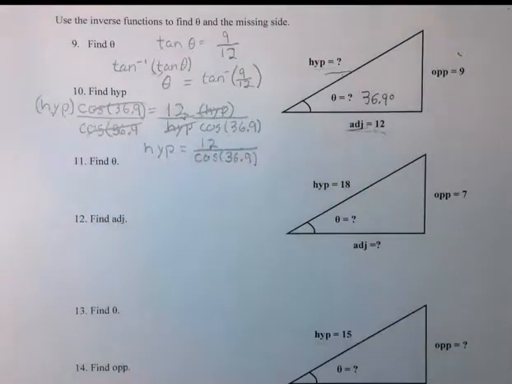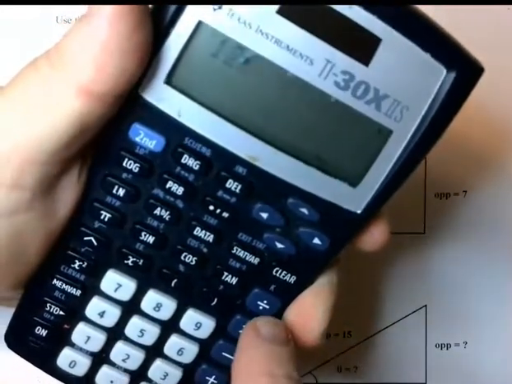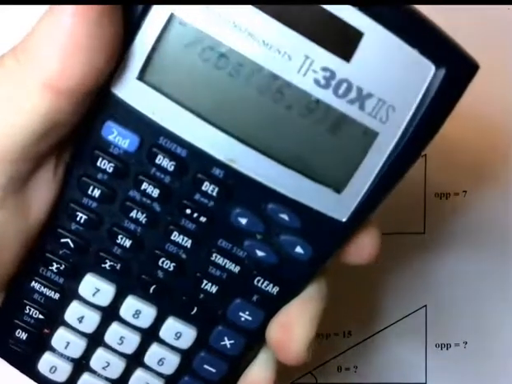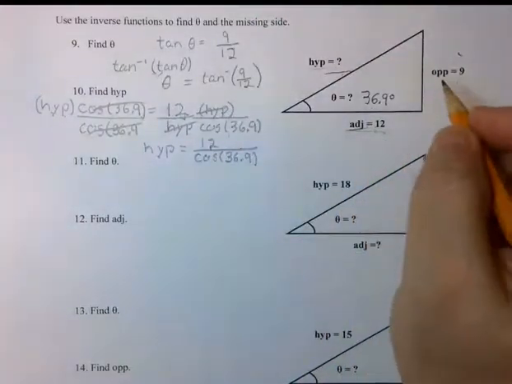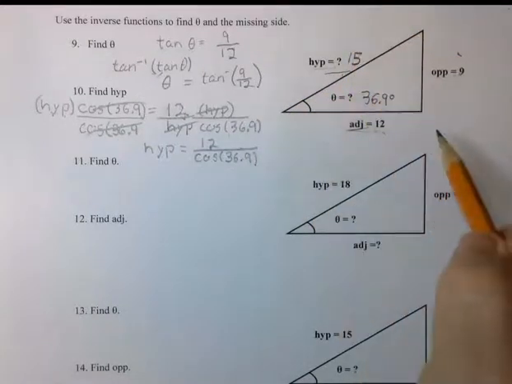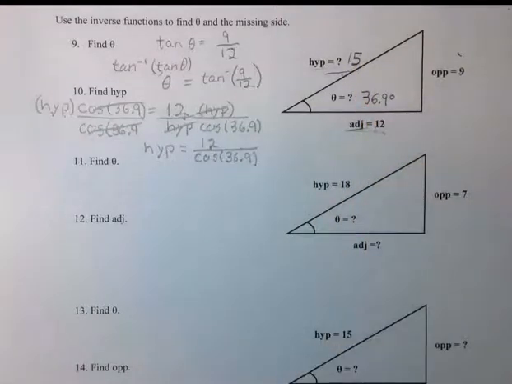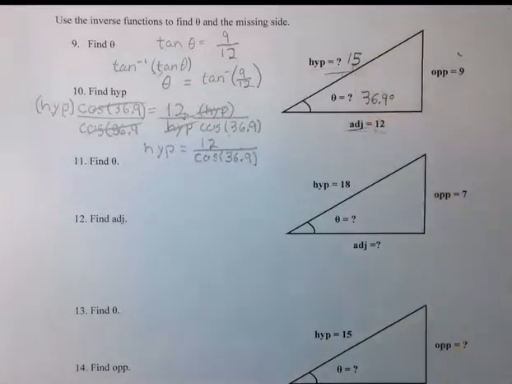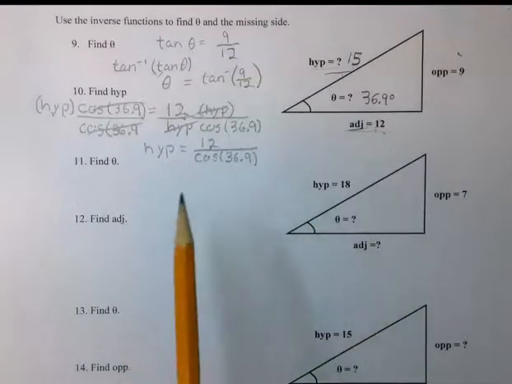All right, so we plug that in the calculator. It's going to be 12 divided by cosine 36.9. There it is, and it's 15. Okay, so that's going to be 15. And you notice if you divide each of these numbers by 3, you get 3, 4, 5. It's a 3, 4, 5. It's one of the very rare triangles that actually has nice integer values without any decimal places on them. All right, let's go ahead and do the next one here.